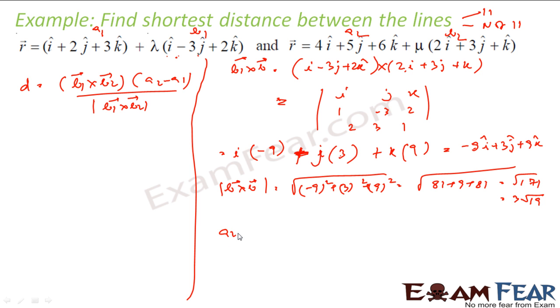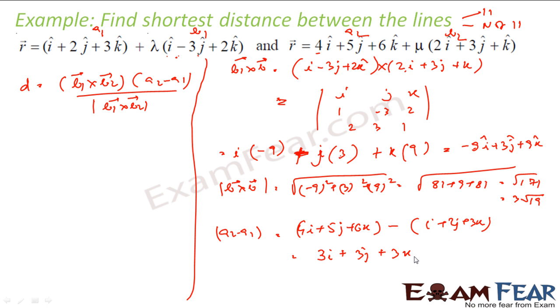A2 minus A1 also let me find here. A2 minus A1 is nothing but this one minus this one. A2 is what? 4i plus 5j plus 6k, minus A1, which is i plus 2j plus 3k. That is nothing but 4 minus 1, which is 3i, 5 minus 2 is 3j, 6 minus 3 is 3k. So let's put everything here.